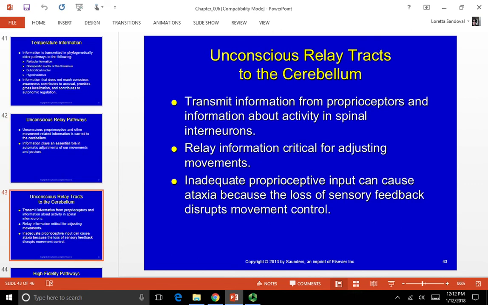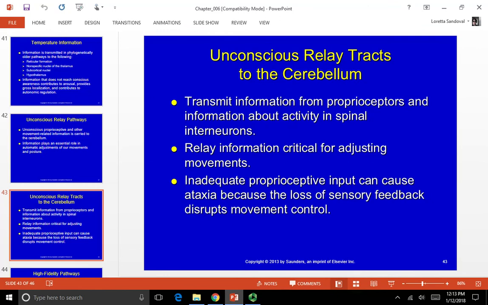So the unconscious relay tracts transmit information from proprioceptors and information about activity in spinal interneurons. They relay that information, which is critical for the cerebellum to adjust our movements. Inadequate proprioceptive input can cause ataxia, which is incoordination, because of the loss of sensory feedback, which disrupts movement control. So, inadequate proprioceptive input from the periphery is called sensory ataxia.